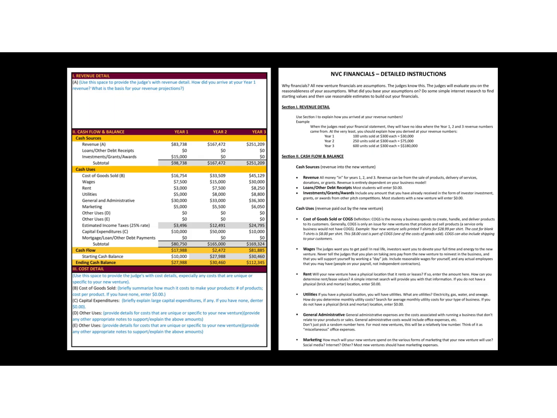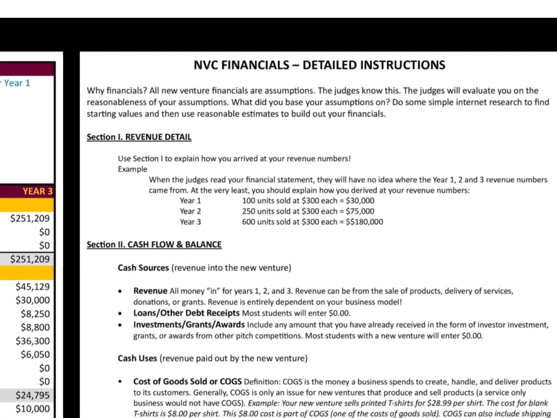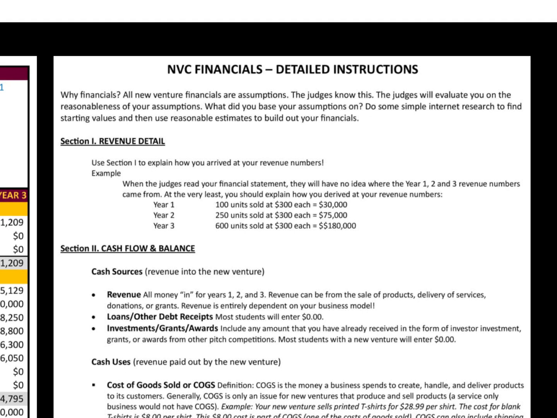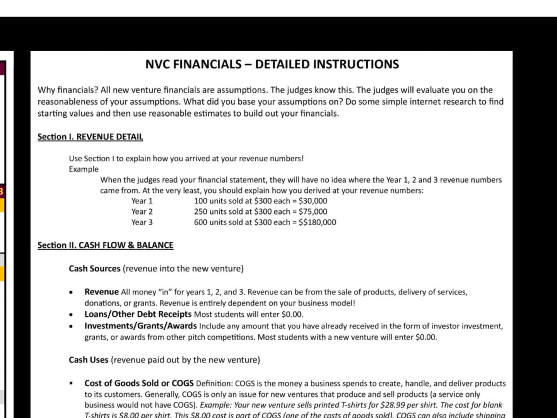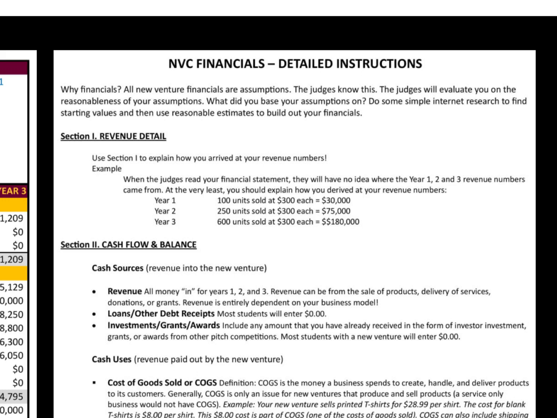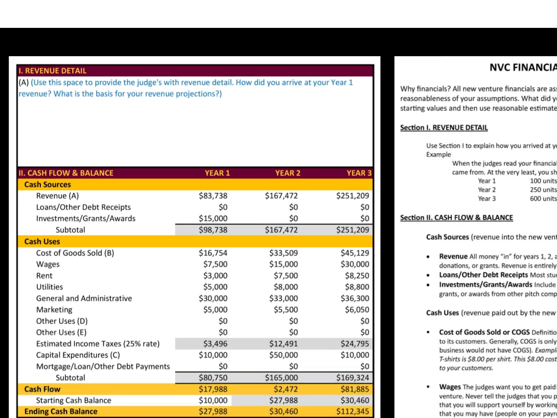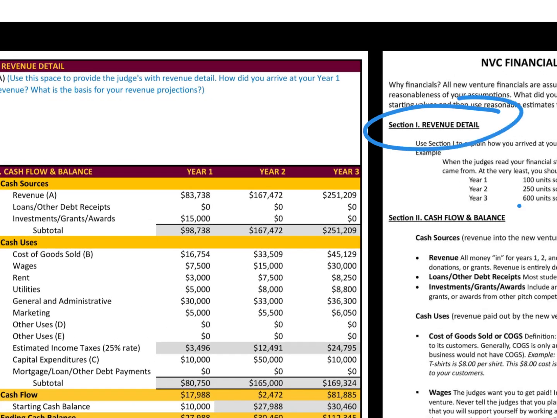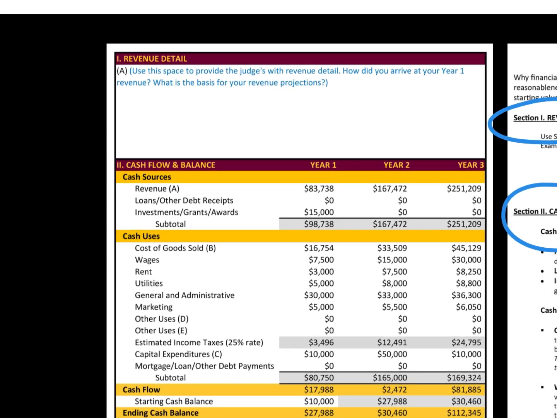When we jump over to the instructions, if you go to the New Venture Student Resource folder, you'll have a copy of the spreadsheet. It'll be in the NVC Financials folder. In addition to the Excel spreadsheet, you'll have an NVC Financials detailed instruction guide. So I'm essentially walking you through section by section how to complete this form. So, really big picture.